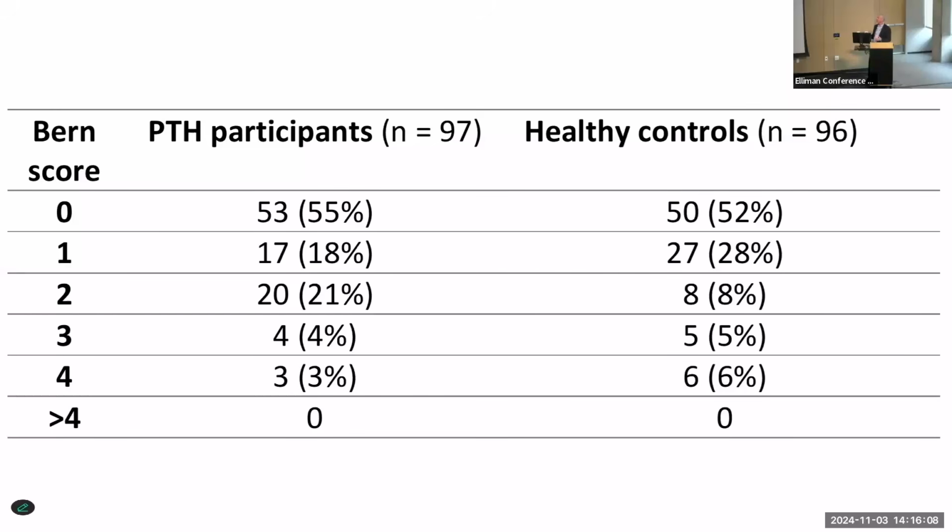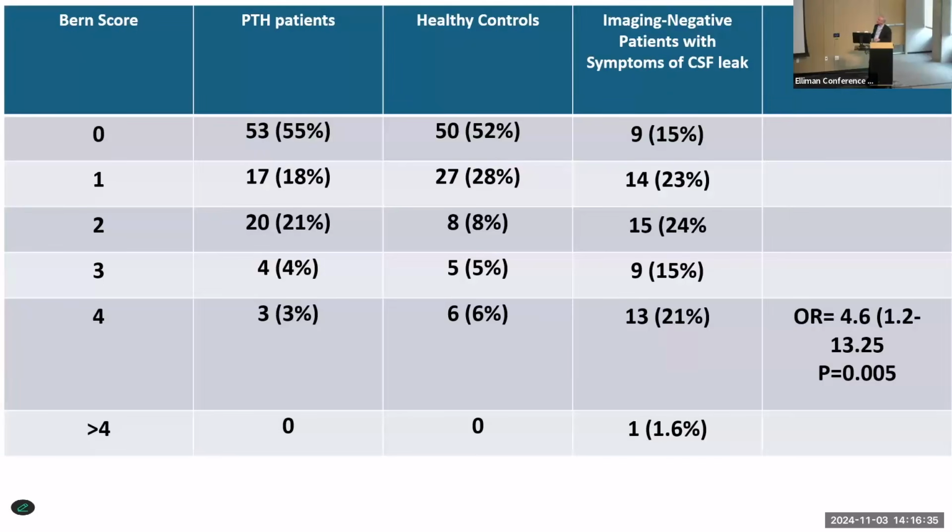In the original Bern cohort, only 7% of normal healthy controls had a Bern score of 3 or greater. So now, when Henrik did this, it got me starting to think just this last week about what if I went back and looked at the Bern scores from the patients in our imaging negative cohort of people who had orthostatic headache and other symptoms of CSF leak, and this is what that looks like. So again, you've got the post-traumatic headache patients here, the healthy controls here, and then these are the patients from my study who are imaging negative patients with symptoms of a CSF leak.